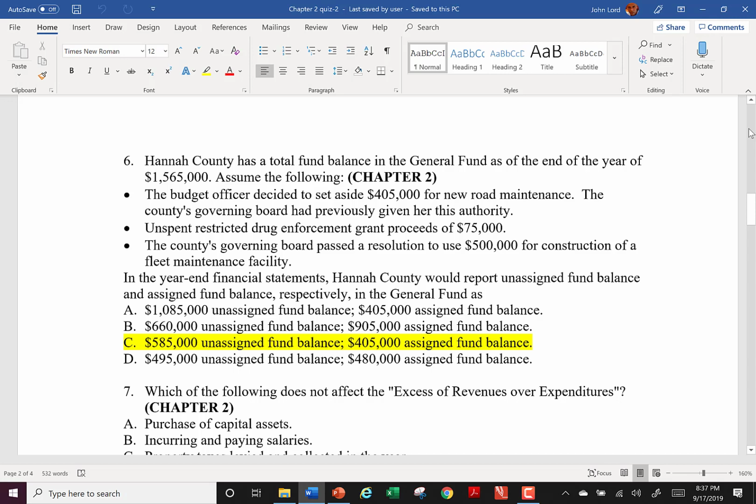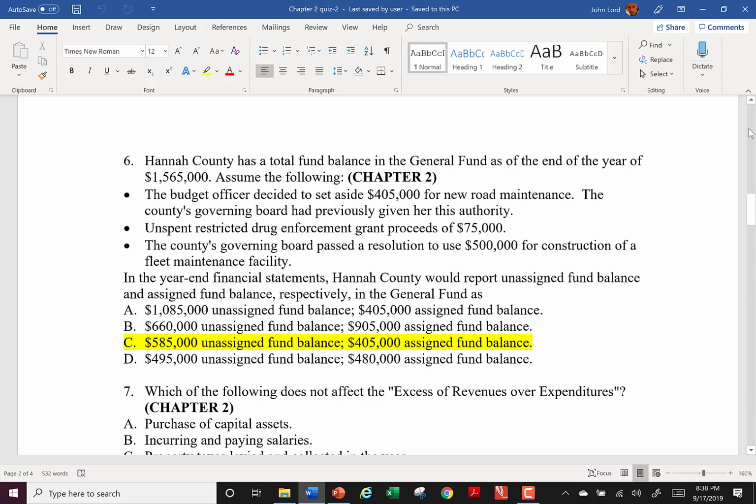The budget officer. Just go through. Is the budget officer external to the government? No. Entities outside the government: the budget officer is not outside of the government. Bondholders are outside of the government, right? Creditors. Enabling legislation is outside of the government. So it's not restricted, right?